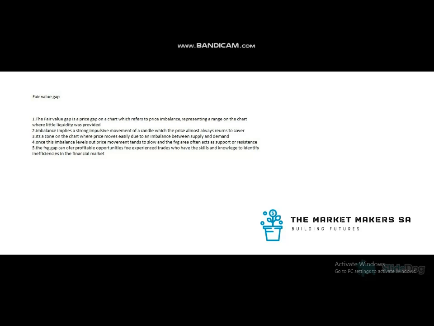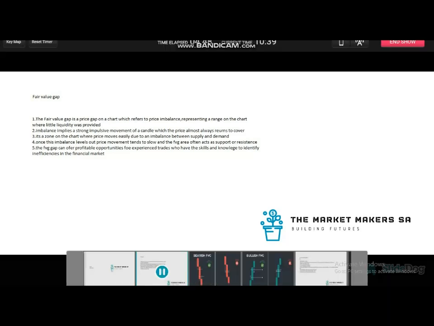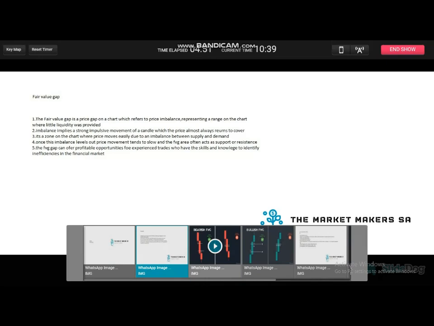The fair value gap can often be used as a profitable opportunity for experienced traders who have the skill and knowledge to identify inefficiencies in the financial market, inefficiencies referring to the imbalances between the supply and the demand. So that's very key, that's very important. You're going to get to the point where you also call yourself a skilled, experienced trader. You will see these things in the market as we go through them. So yeah, that's what the fair value gap is basically.